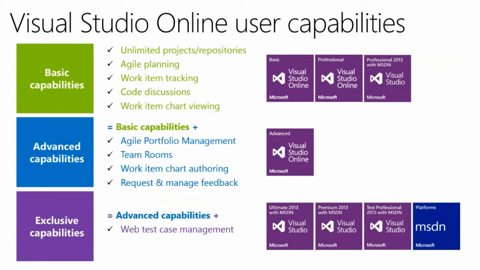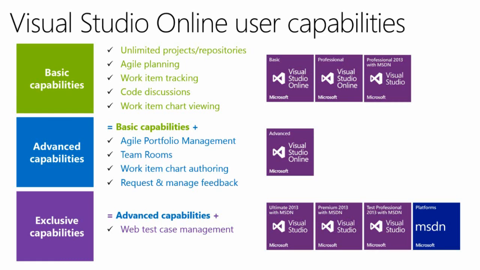So the differences about the plans that are available are really around the capabilities. We have three buckets that I typically bucket the plans in. First, basic capabilities, so you can have unlimited projects and private repositories. We have agile planning tools, work item tracking, code discussions, and work item chart viewing. Those are available with the Visual Studio Online Basic Plan and Professional Plan, as well as Visual Studio Professional with MSDN.